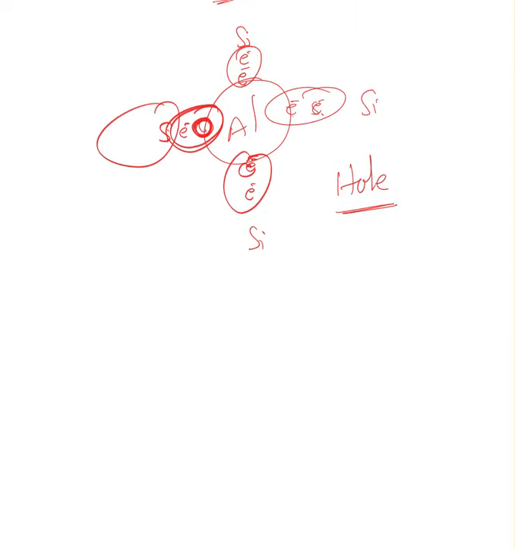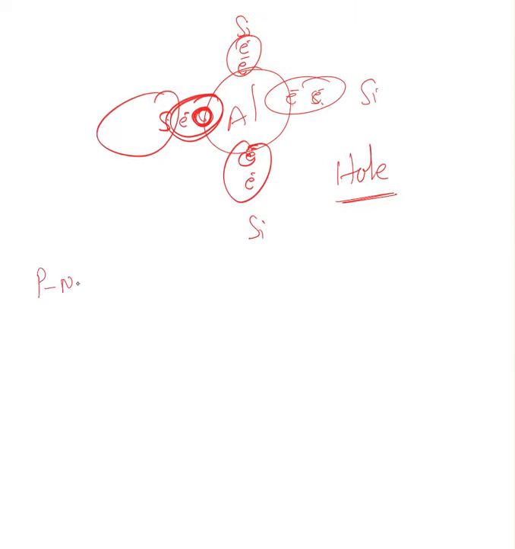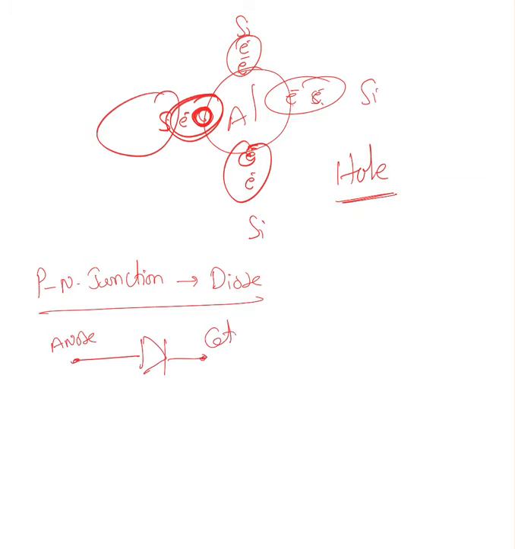Now we're going to talk about the PN junction. This PN junction is also called a diode. This is the symbol for a diode. These two are called the anode, and this is called the cathode.